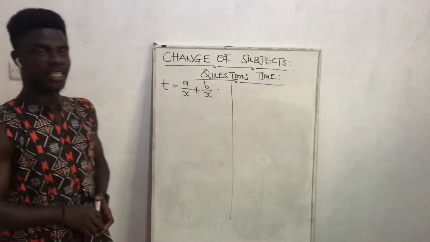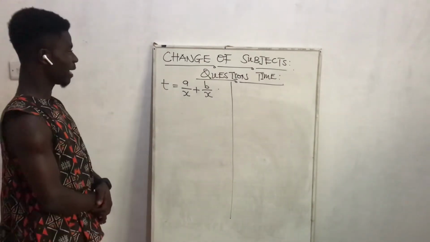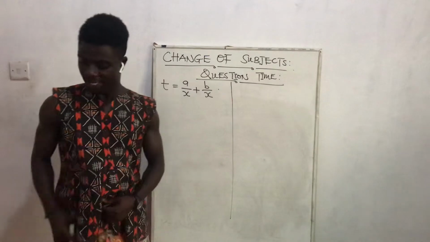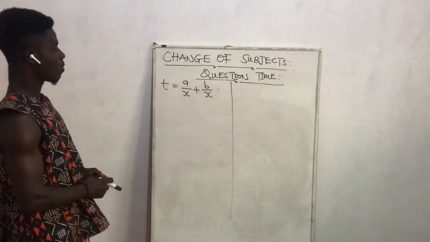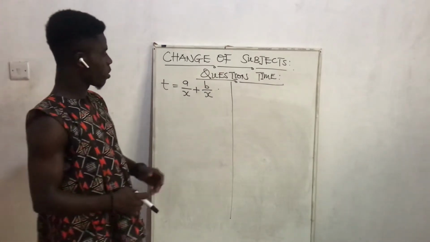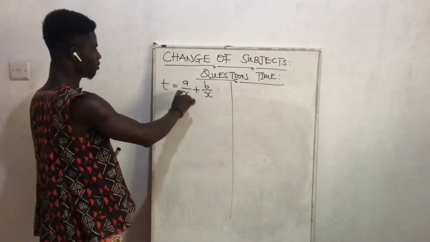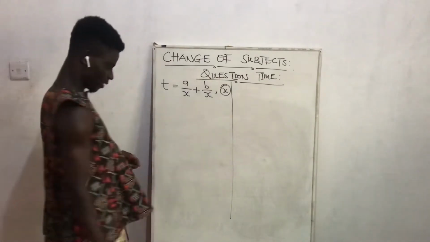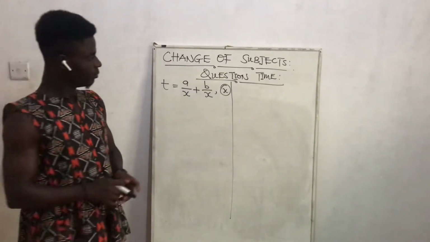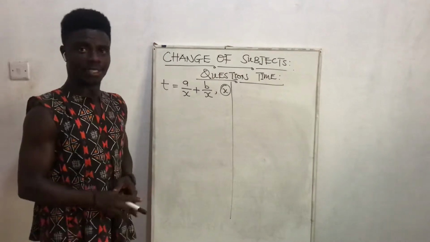So we have t equals what? a on x plus what? b on x. t equals a on x plus b on x. Now, how many times here do we have x? 1, 2, 3. We are making what? The subject. x, the subject. The circled variable.